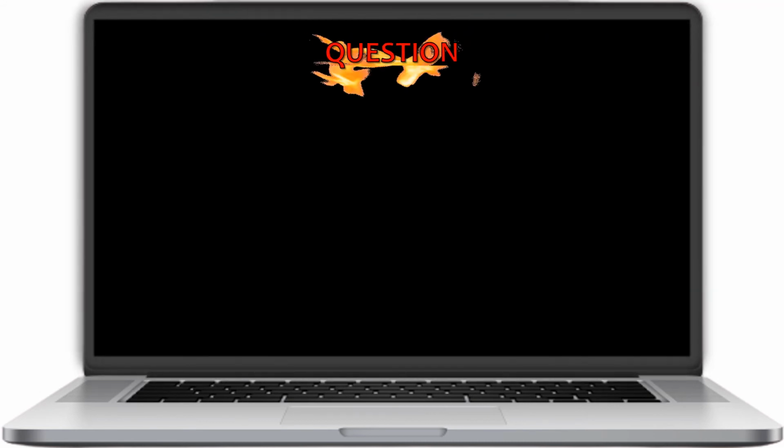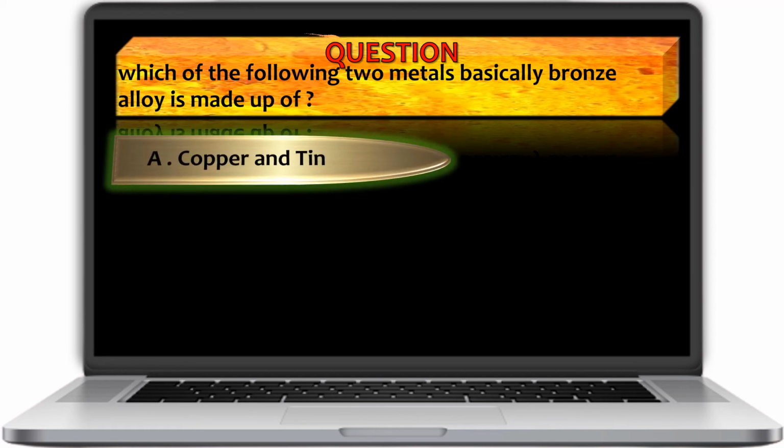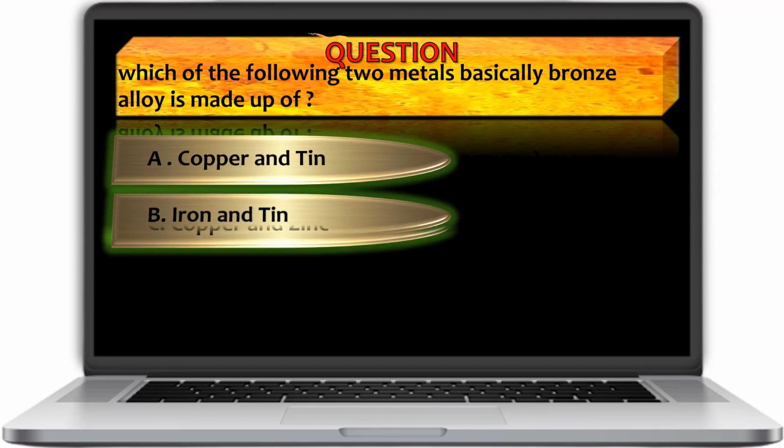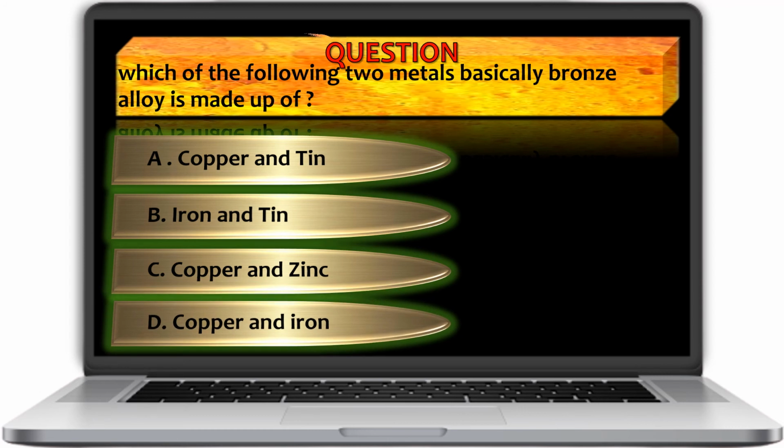Let's test the knowledge we gained from today's topic. Try to answer the following question. Which of the following two metals is a bronze alloy basically made up of? Option A. Copper and tin. Option B. Iron and tin. Option C. Copper and zinc. Option D. Copper and iron. Your time starts now.